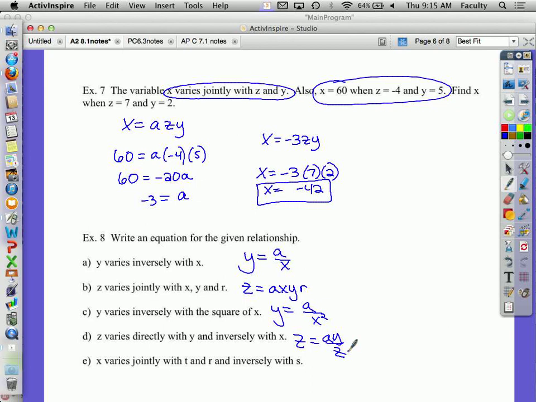All right, who wants to try E? X varies jointly with T and R and inversely with S. Alex, you want to try it for me? I'm still confused about letter D. D? Yeah. Directly with Y, and inversely with X. There's X. Yeah. Oh.